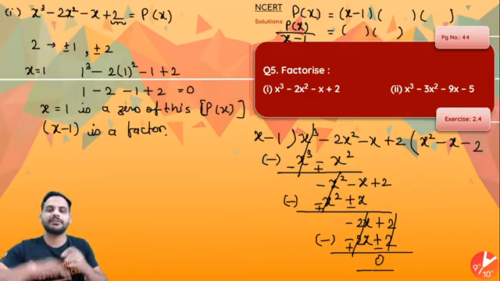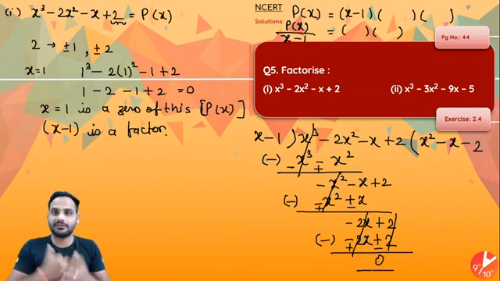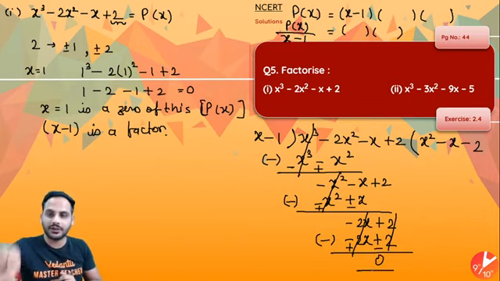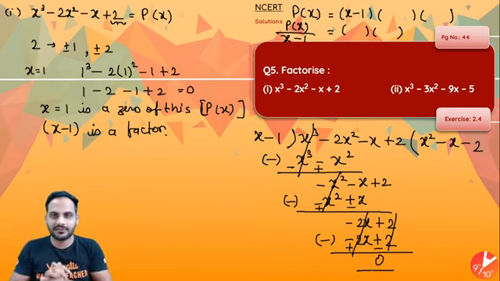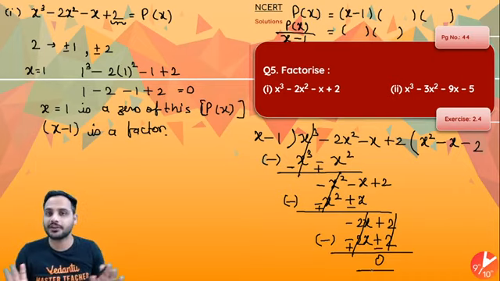Remember, whenever we will be dividing a polynomial with one of its factors, the remainder must be 0. So in this division, after getting the factor, the remainder must be 0. That means your division is correct. Otherwise, you have made some mistake in the question if you are not getting the remainder as 0.